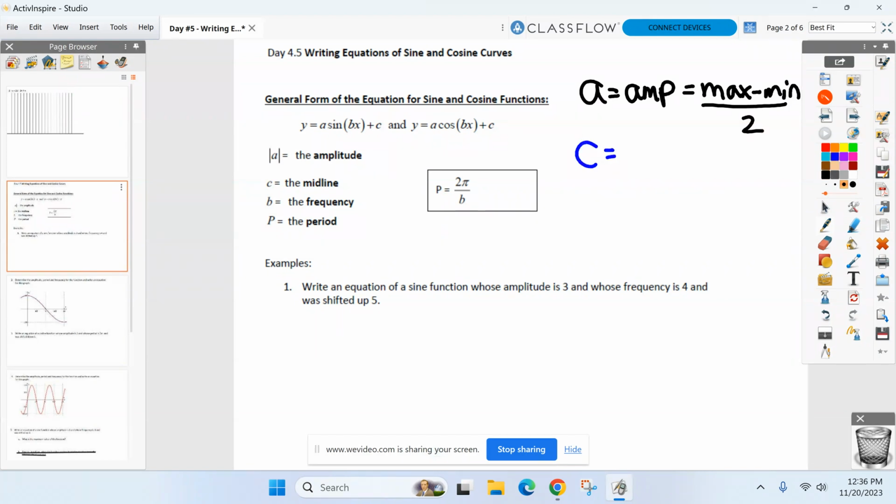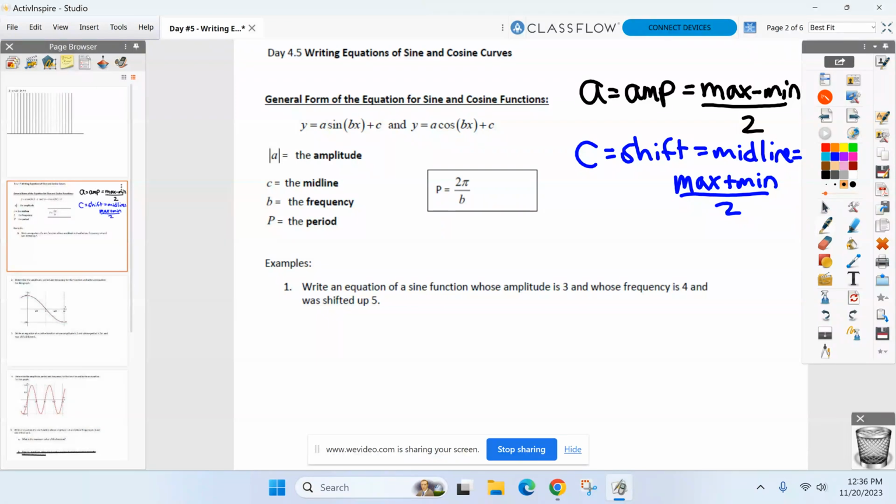Let me go the easier of the rest. The C value, which is your shift, midline, or use the formula, which is max plus min over 2. So today I'll probably be finding the A and the C values with you first because they're the easiest.